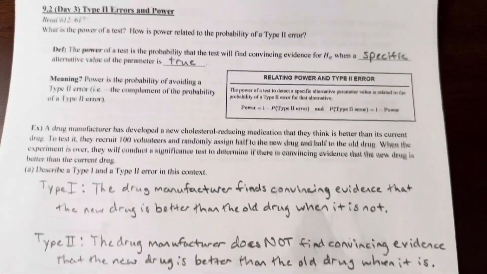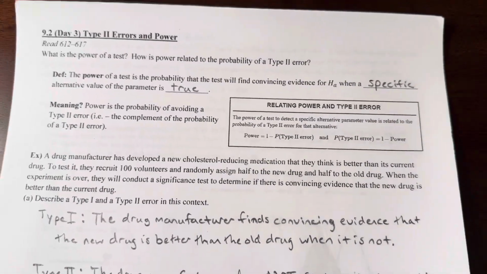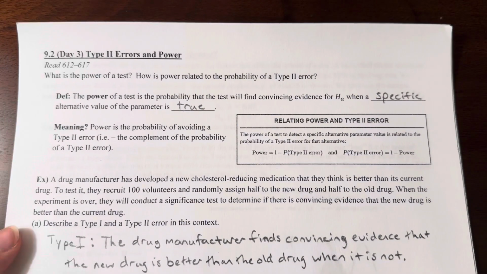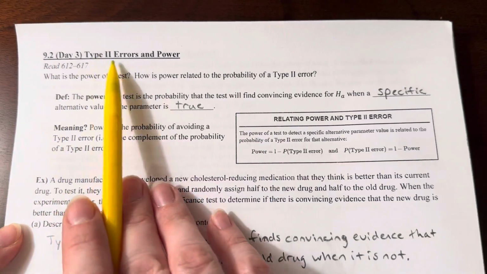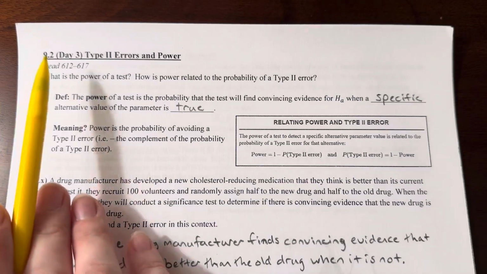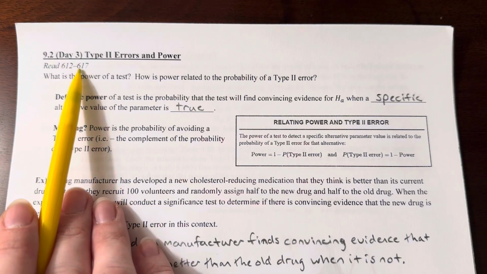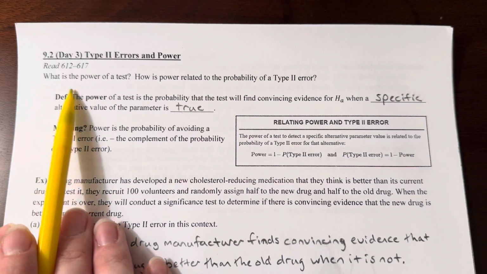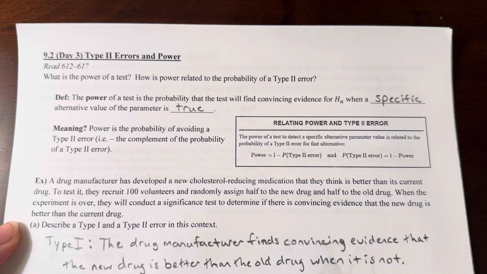Let's begin. All right, as I said, we are going back to Section 9.2. We are going to discuss types of error and power a little bit more. Specifically, we are looking at Section 9.2, Day 3, Type 2 errors and power. You can read much of this information on pages 612 to 617. And we're going to start out with what is the power of a test and how is power related to the probability of a Type 2 error.